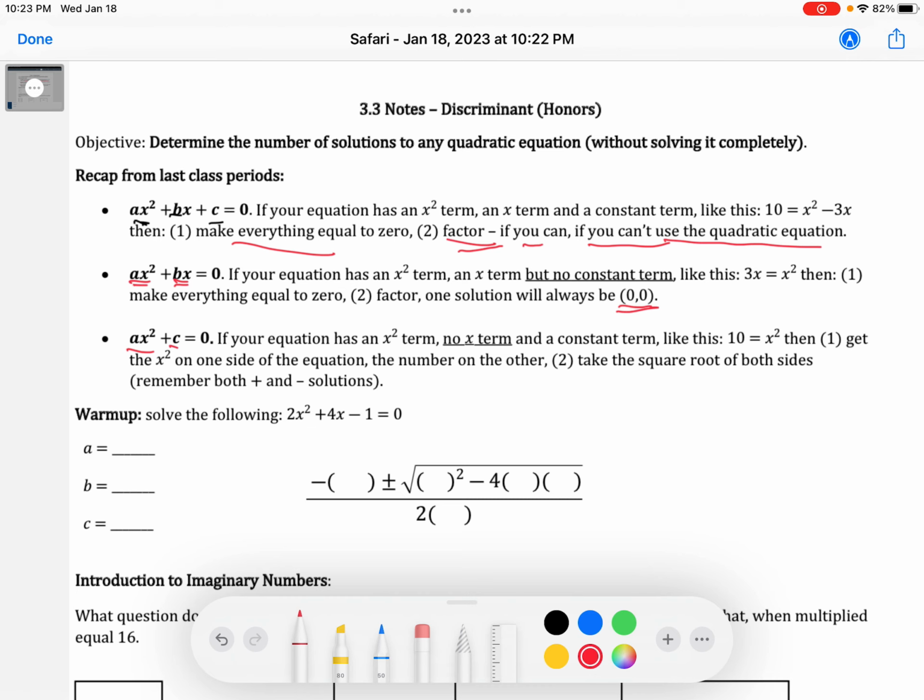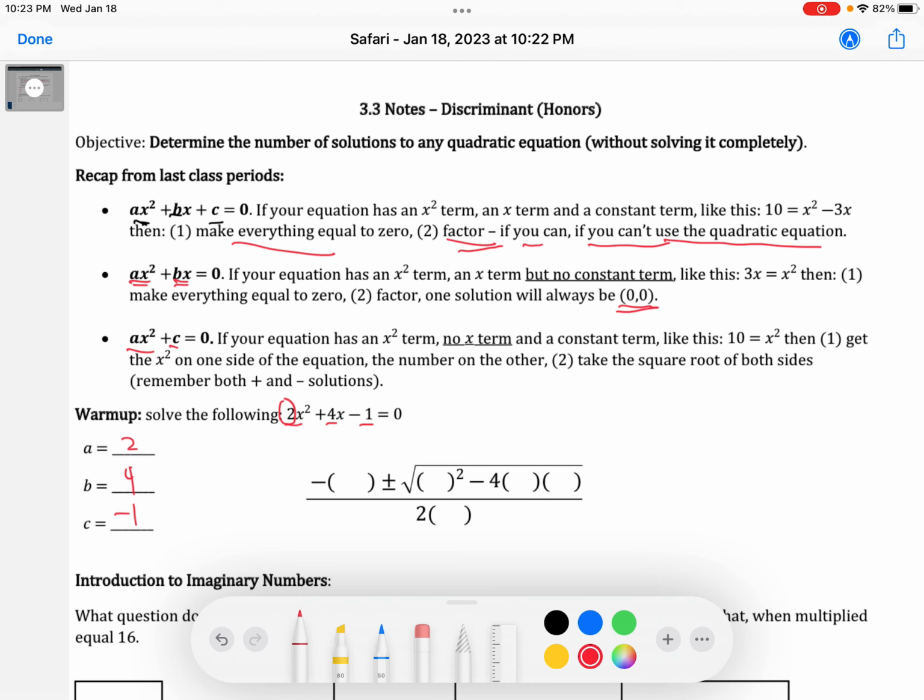So let's just warm up with something like this: 2x squared plus 4x minus 1. Now, this might factor, but whenever the coefficient here isn't 1, I like to just use the quadratic equation. So a is 2, b is 4, c is negative 1. We're going to plug those in here.